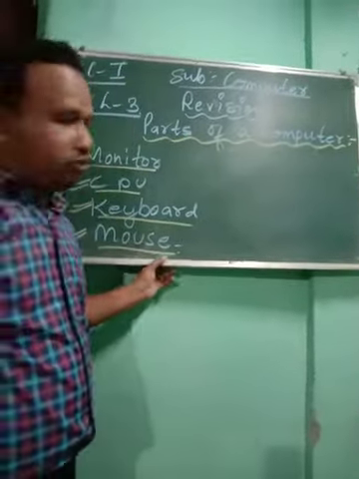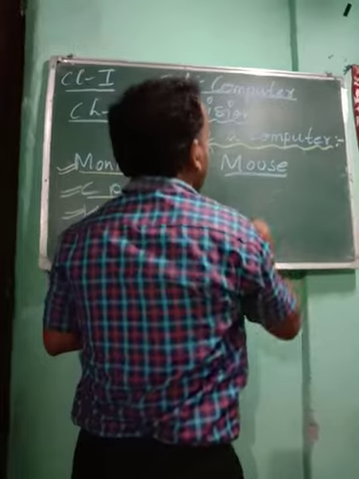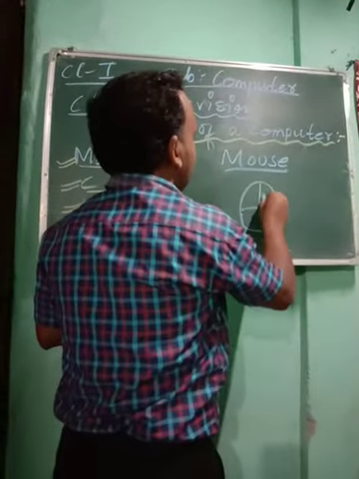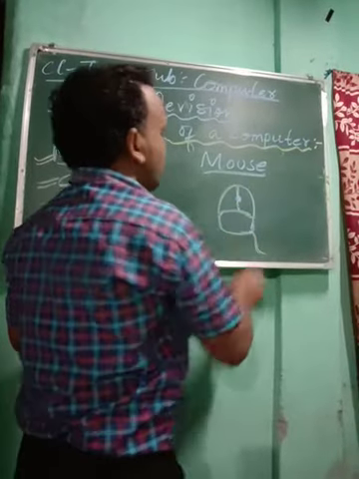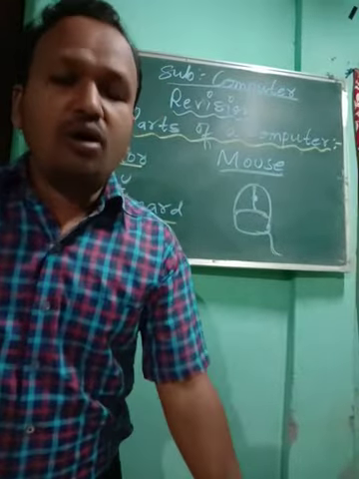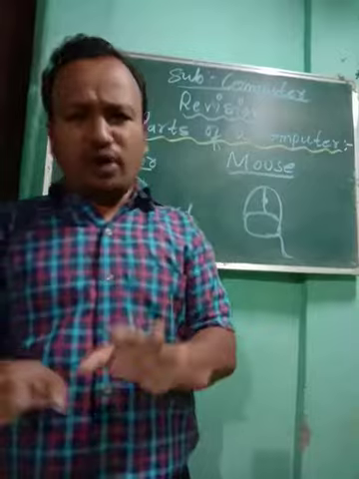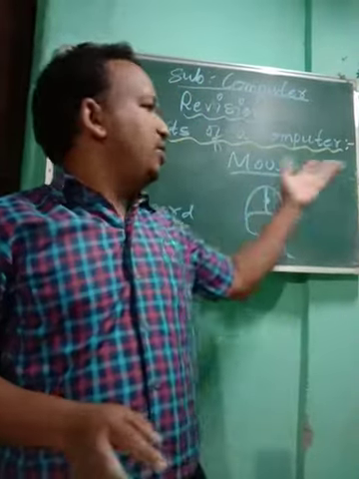Okay, we are going to talk about the mouse. So you see, a computer mouse. Don't think of the mouse which is available in your home, that mouse. This is a computer mouse. The computer mouse also has to give a command to the computer when we do our drawing, when we do any other things. So with the help of the mouse only we have to give a command.